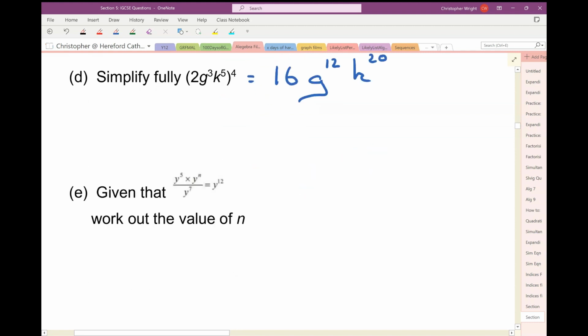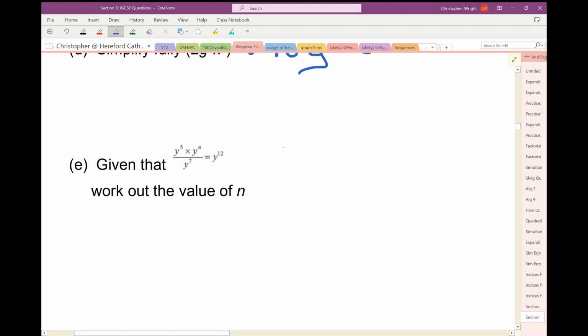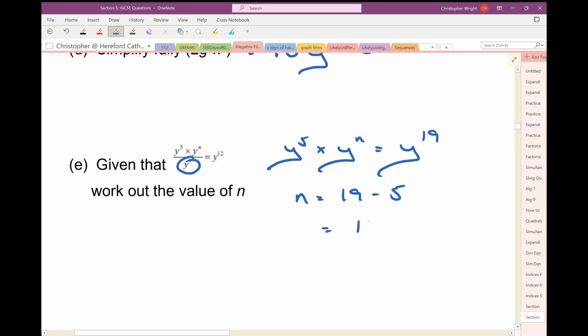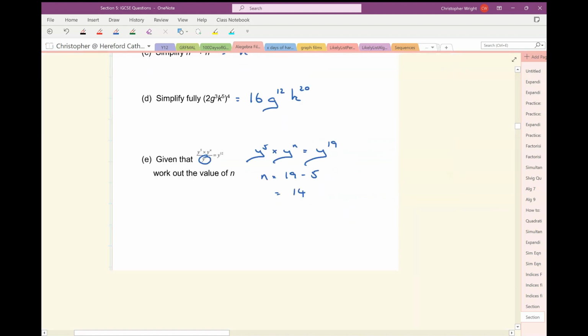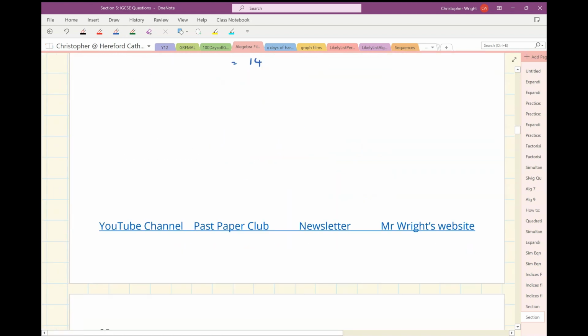Part E, another equation. Right, in this case, I'm going to have y to the power of 5 multiplied by y to the power of n equals y to the power of 19. I've multiplied both sides by y to the power of 7. So now I know that n is going to be 19 minus 5. N is 14. Okay, let's crack on.